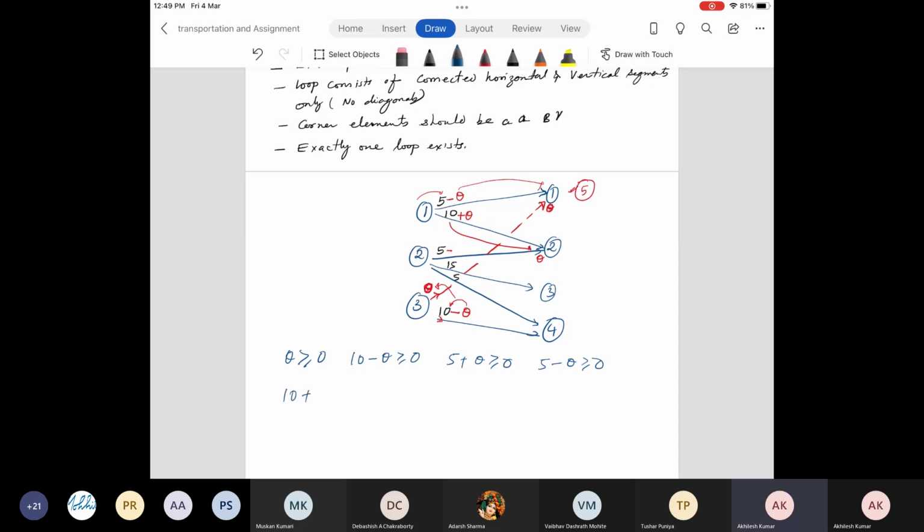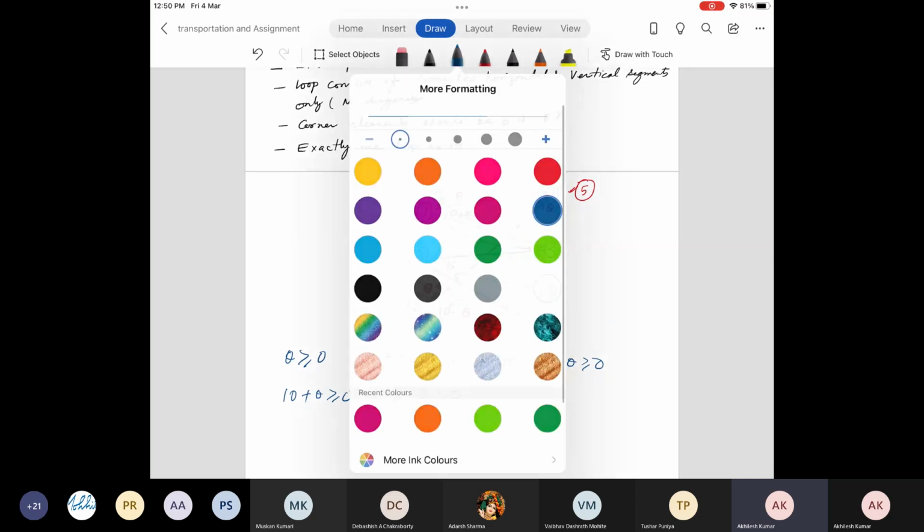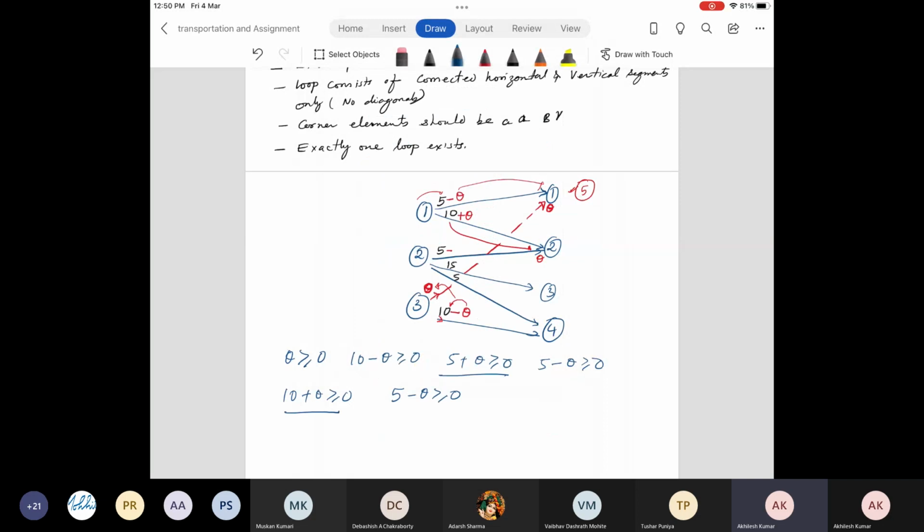10 plus theta should be greater than or equal to 0. All cells should be greater than or equal to 0. The other constraint we have already taken care of when we are assigning this theta. So we don't need to worry about 5 plus theta and 10 plus theta, because theta is greater than 0, they will be greater than or equal to 0. We just need to worry about these.